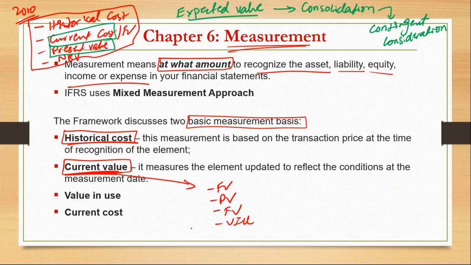So framework has changed from four measurement methods to two broad measurement methods. Now the current value has no limit. Any value which is there today can be used as the current value by any standard. So this is how the rules for the measurement have changed. Yes, Ali, any expected value is also included in the current value as per the new framework.